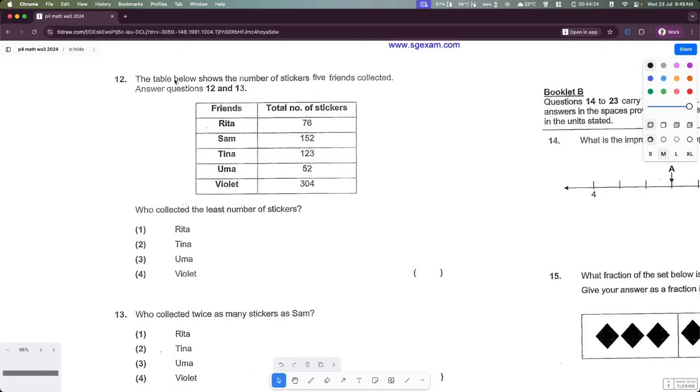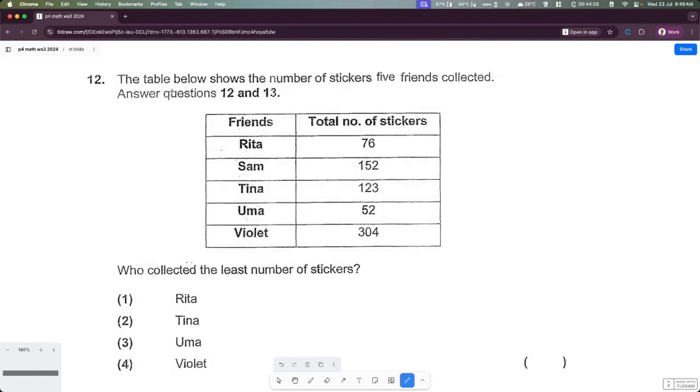All right, let's move on to question 12. Question 12 says here, the table below shows the number of stickers 5 friends collected. Answer questions 12 and 13.